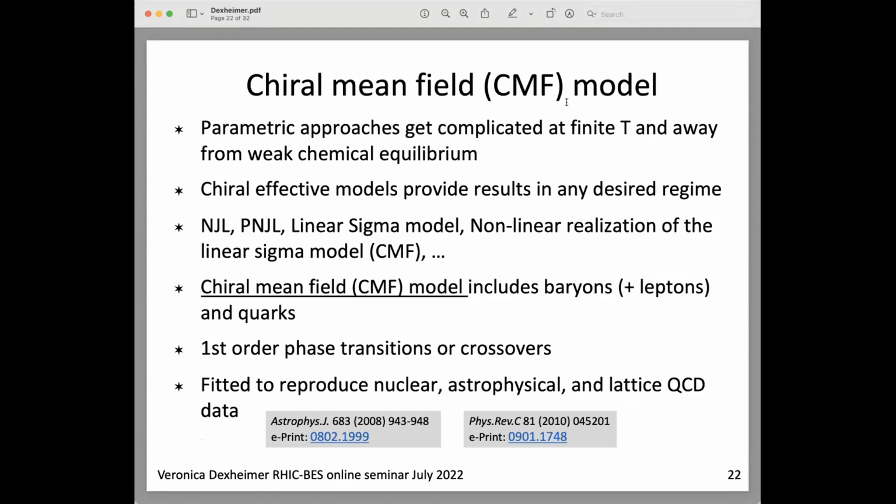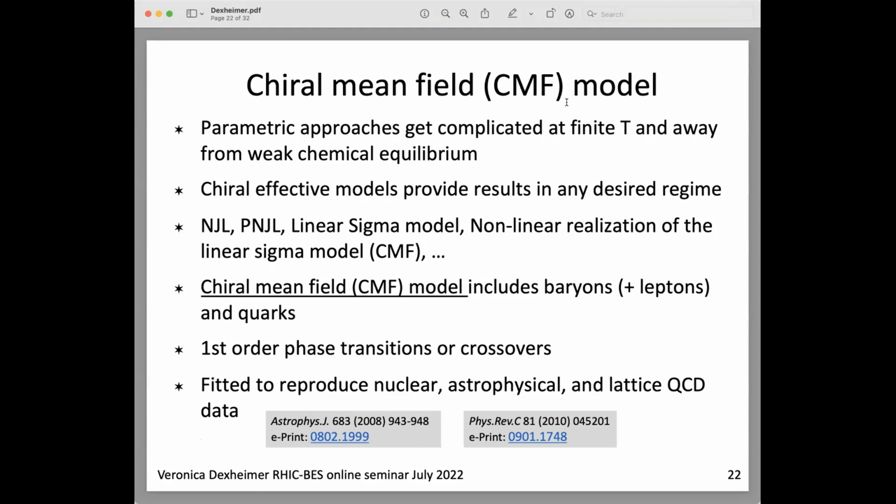And then I don't want to talk too much about a particular model, but the problem is that parametric approaches get complicated if you want to extend them to finite temperature or away from chemical equilibrium, just because you have too many variables that are harder to fit. So that's where effective models become useful, because they can be applied in any portion of the phase diagram. And I use effective in a very loose way. Effective just means that it's calibrated to work in a certain regime.